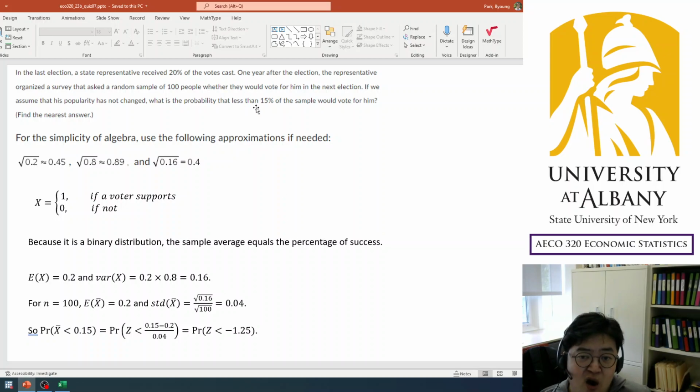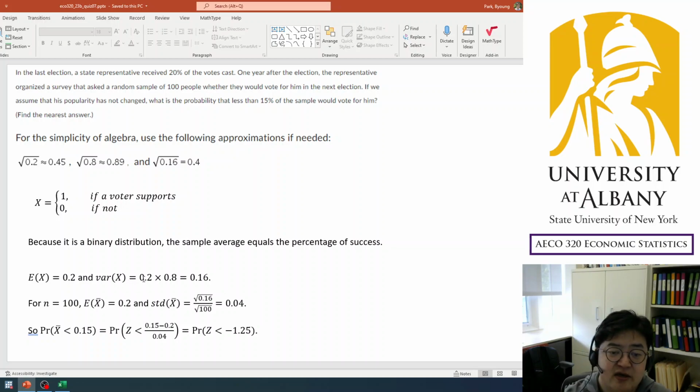Now we are interested in the percentage of success, but we may use the technique for the sample average. In this chapter, we learned how to approximate the sample average with a normal distribution, but we may use the same technique for a percentage of success if the underlying distribution is binary. That's the desirable property of a binary distribution. It's pretty nice. Again, we are going to use the binary distribution's properties to calculate the mean and the variance. Remember, the mean is the probability of success, which is 20%. So if you randomly choose one voter, because the popularity has not changed, 20% of voters would vote for him. So the mean is 20%.